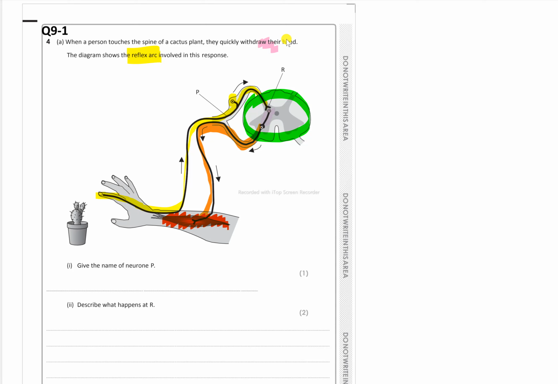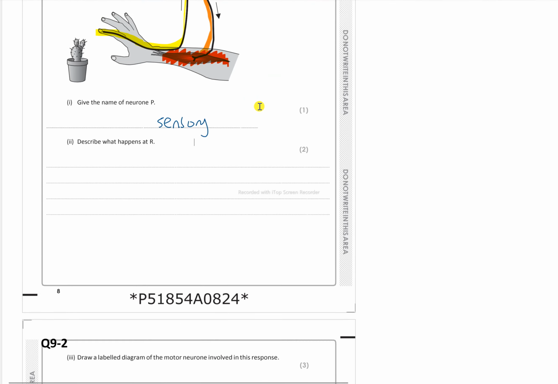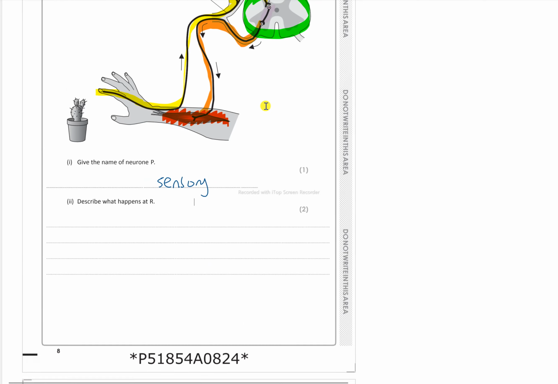Right, name the neuron P. That is the sensory neuron. Where's R? Okay.